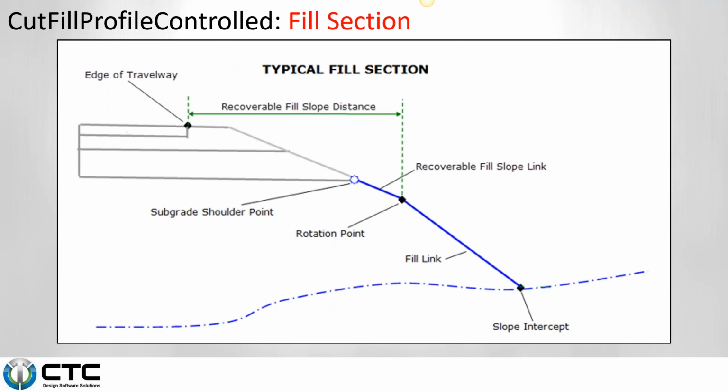So here is a typical fill section. We had the recoverable fill slope distance, again, typically from the edge of travelway. It came out because this was above. It did the slope intercept and it went straight through there.